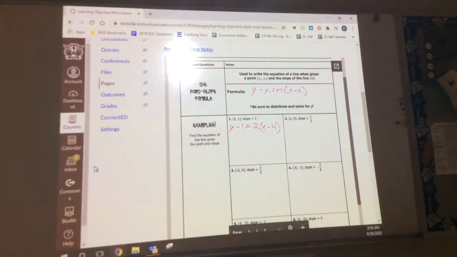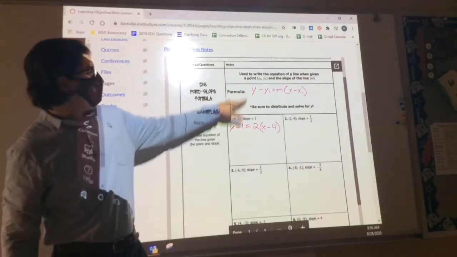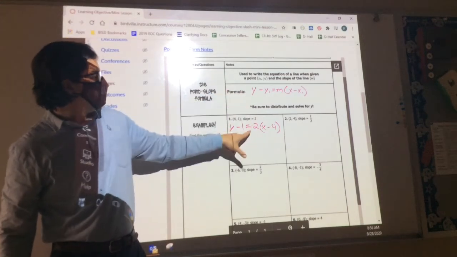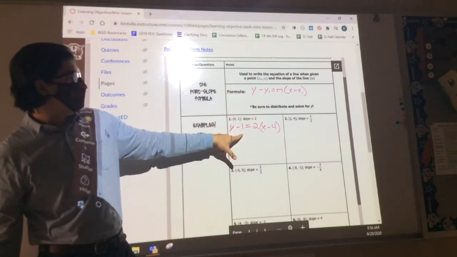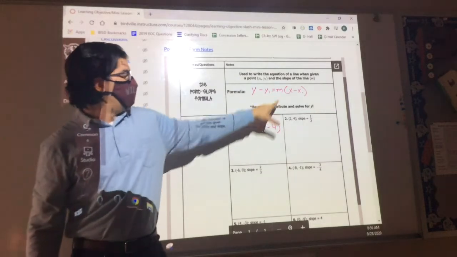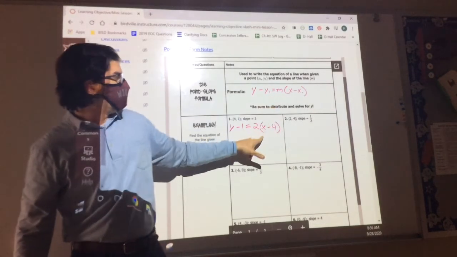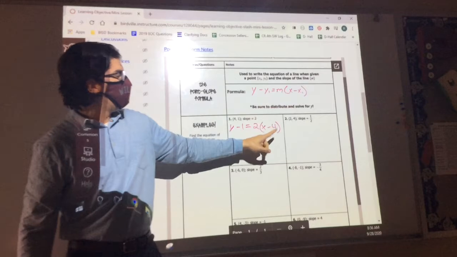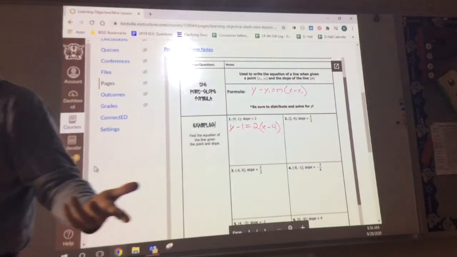All right, so before we start messing with this equation, I want to show you everything once again. y minus 1 equals 2 parentheses x minus 4 parentheses.